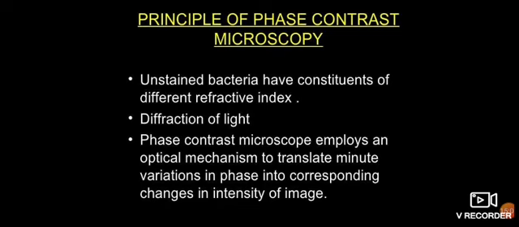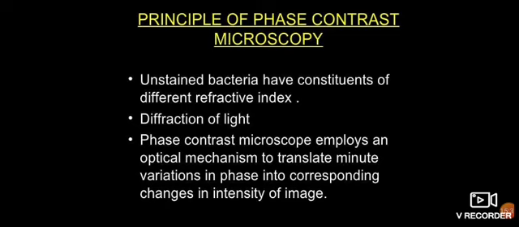Now, the principle of phase contrast microscopy. In that, unstained bacteria have constituents of different refractive index. So this is a very important point. Few microorganisms have different types of constituents. Due to those different constituents, they have different refractive indices. So for focusing those microorganisms, we require phase contrast microscopy.